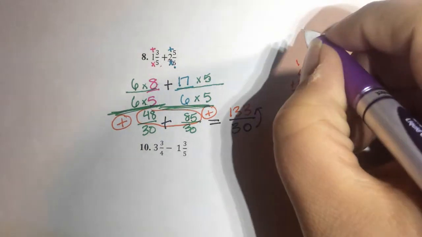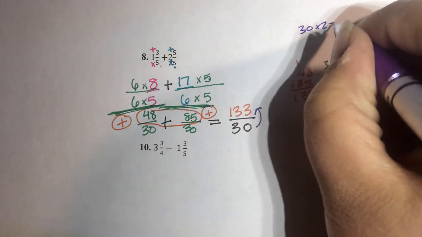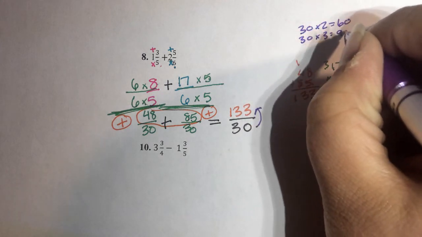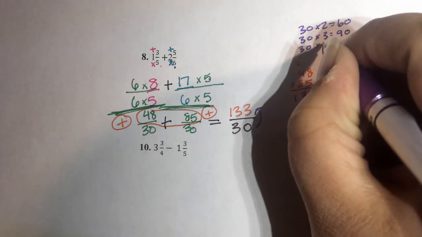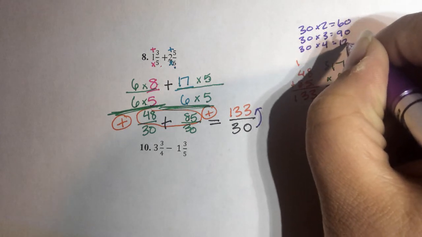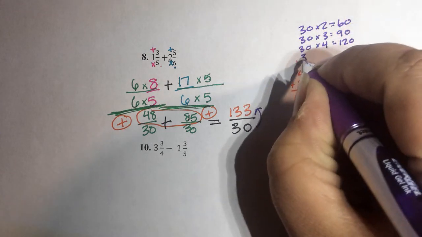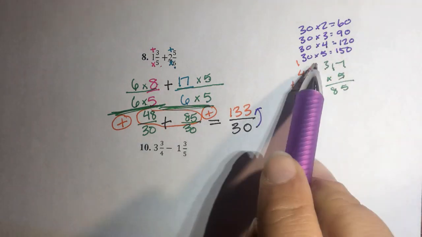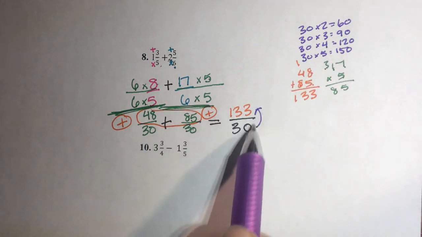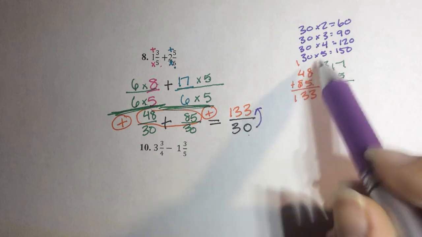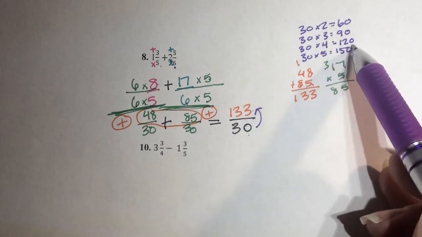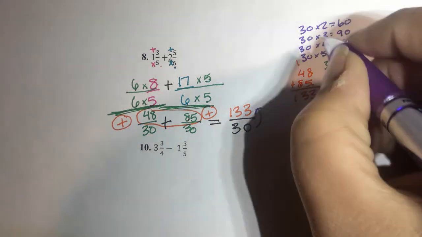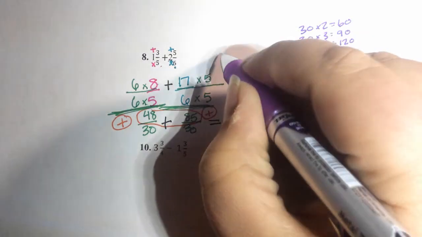So we need to know our multiples of 30. I know 30 times 2 is 60. 30 times 3 is 90. 30 times 4 is 120. And 30 times 5 is 150. So 30 can fit into 133 2 times, 3 times, 4 times, but not 5 times. So 30 goes into 133 4 times without spilling over.